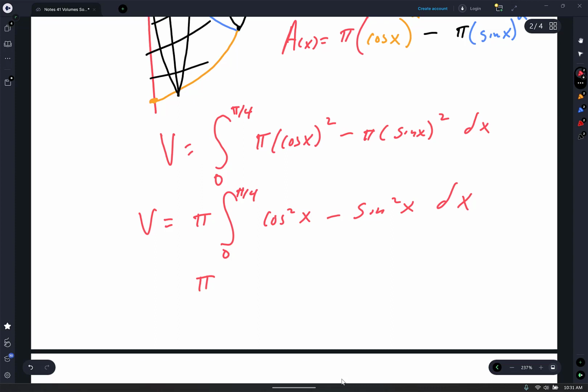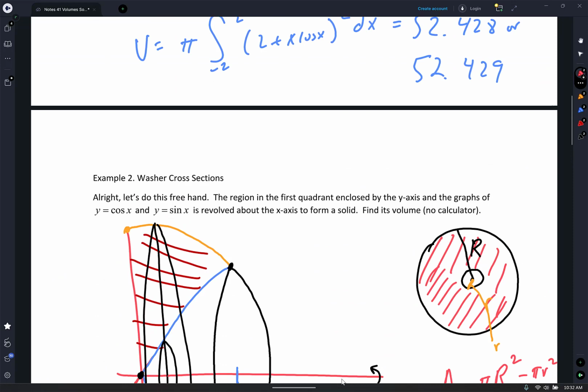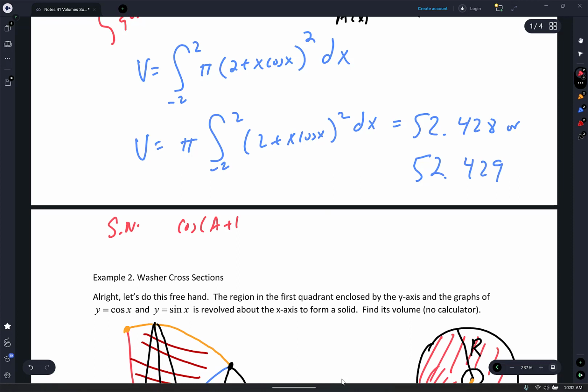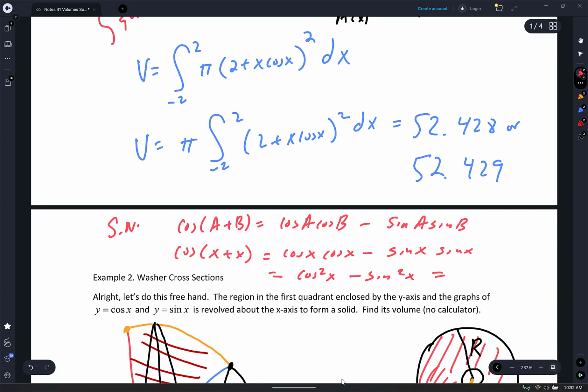All right. Do you guys want to do it without a calculator? Side note: cosine squared x minus sine squared x equals cosine 2x. You guys don't remember that? Okay. Side note, I'll put it up here in the top margins. You remember cosine A plus B? Cosine A plus B is cosine A cosine B minus sine A sine B, right? So cosine X plus X, which is 2X, is cosine squared X minus sine squared X. So now you know that that is just cosine 2X.